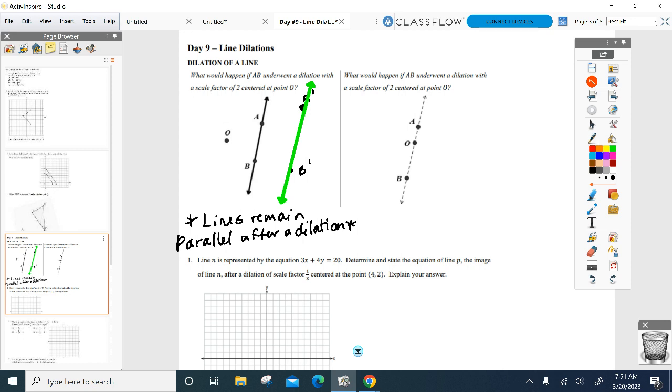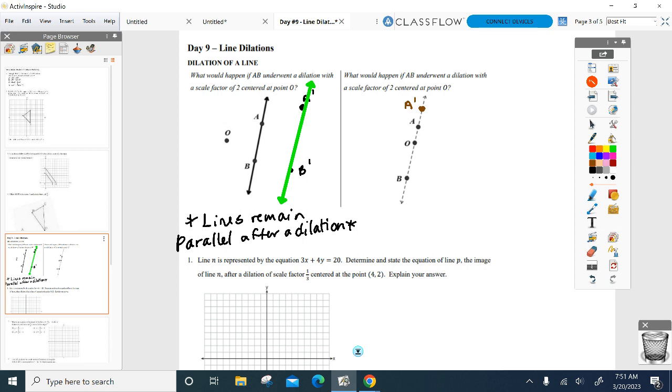Where'd you guys put A prime? Between O and B. They don't flip. Right now, this has a certain distance. I want you to double that distance. So A prime should be somewhere, maybe up here. But look where it is. Isn't it on the line? It shouldn't go off the line. It should remain right on the line.